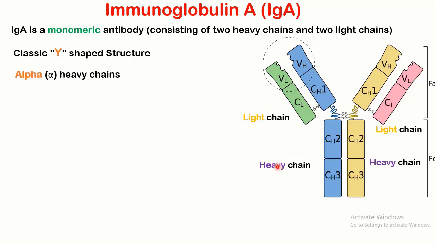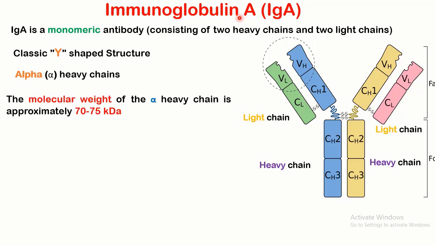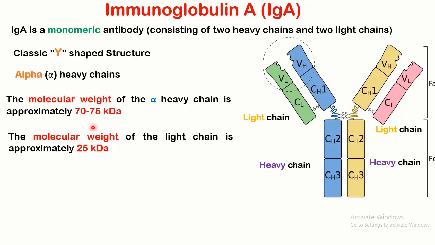Now, as the classification of the immunoglobulins is based on the heavy chains, the chain which makes the immunoglobulin A, that particular heavy chain, is known as the alpha heavy chain, and because of this alpha heavy chain, they are known as immunoglobulin A. The molecular weight of the alpha heavy chain is approximately 70 to 75 kilodaltons, and the molecular weight of the light chain is approximately 25 kilodaltons.